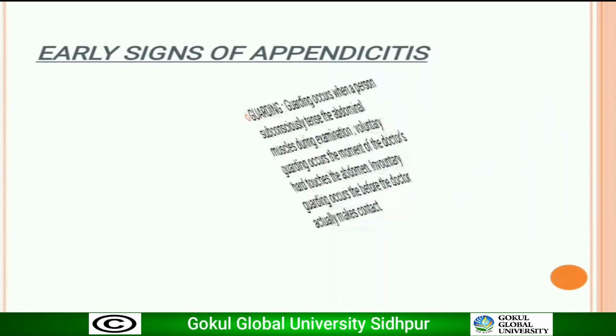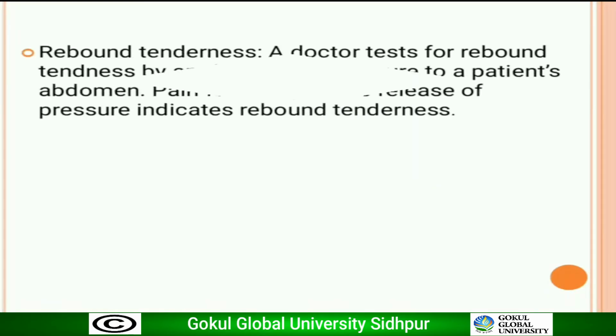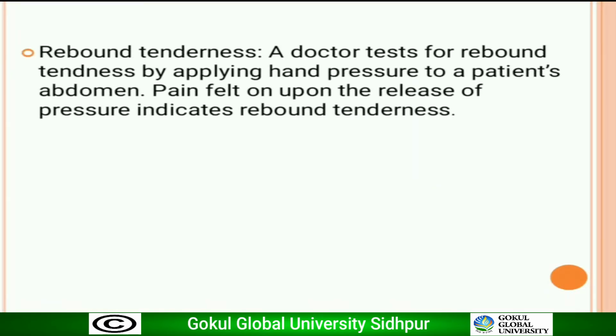Early sign of appendicitis: the guarding. Guarding occurs when a person subconsciously tenses the abdominal muscles during examination. Two types of guarding occur: voluntary and involuntary. Voluntary guarding occurs the moment the doctor's hand touches the abdomen, and involuntary occurs before the doctor actually makes contact. And the rebound tenderness. A doctor tests for rebound tenderness by applying hard pressure to the patient's abdomen. Pain felt upon the release of pressure indicates rebound tenderness.